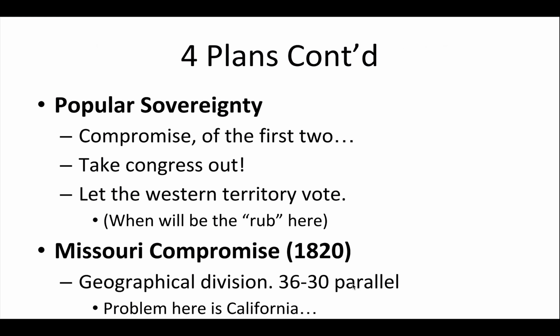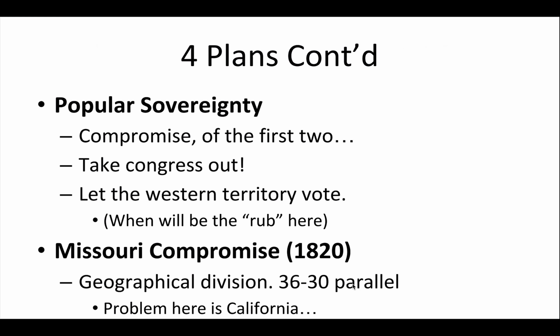What you do is take Congress out of it, but as a state becomes a state, let them vote on whether or not you're going to have slavery in that territory. This popular sovereignty idea, Northerners and Southerners alike were kind of like, whoa.